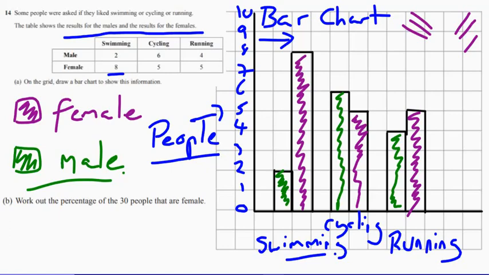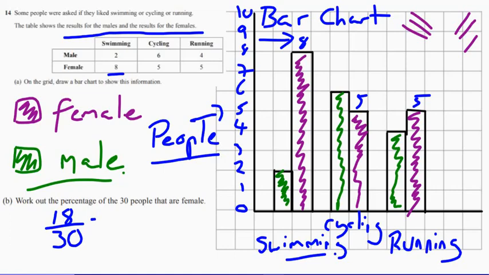Now part B says work out the percentage of the 30 people that are female. Well, let's work out how many females we've got. We've got 8, we've got 5, and we've got 5. So altogether, if I add that together, that's going to give me 18 out of 30. Now to get it into a percentage, I want to get it maybe over 10 or over 50 or a number that's going to get up to 100.